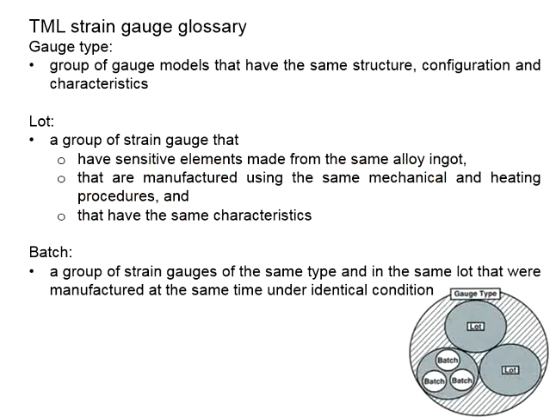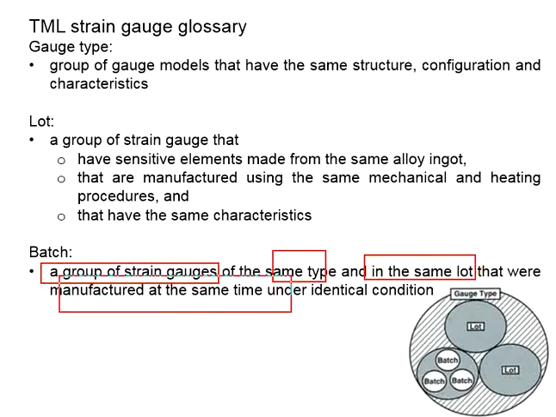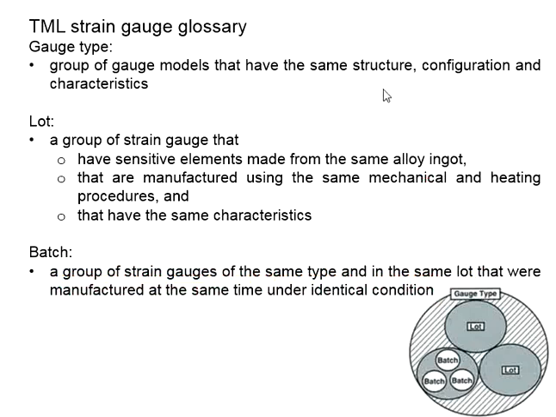characteristics. Next, it will be the batch. It is a group of strain gauges of the same type in the same lot that were manufactured at the same time under identical conditions. The figure here shows the relationship between the gauge type, lot, and batch.